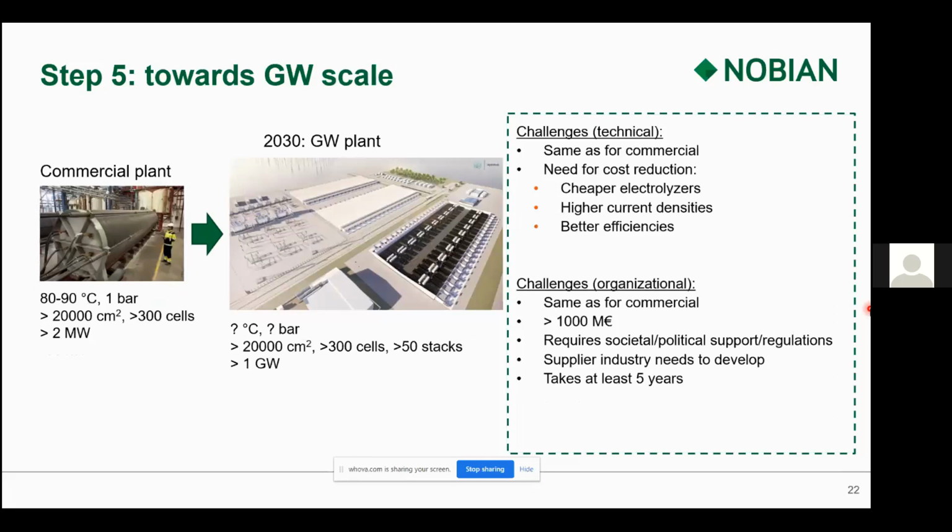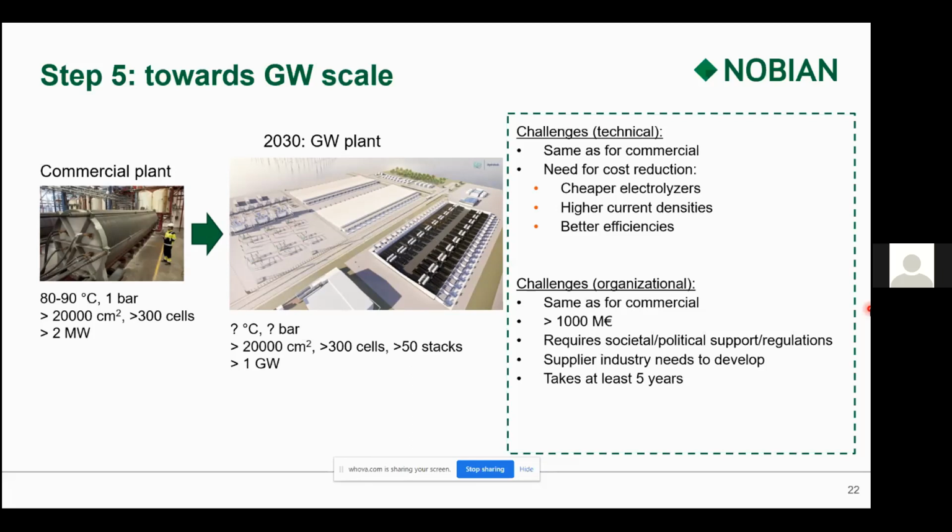And of course, the last step, coming to the end of my presentation, is the next step towards a gigawatt scale, which we hope to realize by 2030. Not only us, but many players in the field. But to realize that, we actually need innovation. It's not just scaling up the current technology because that's too expensive. To make these plants affordable, we need cheaper electrolyzers, we need better efficiencies, we need higher current densities, we need cheaper balance of plant. So quite some techno-economic challenges for that one.